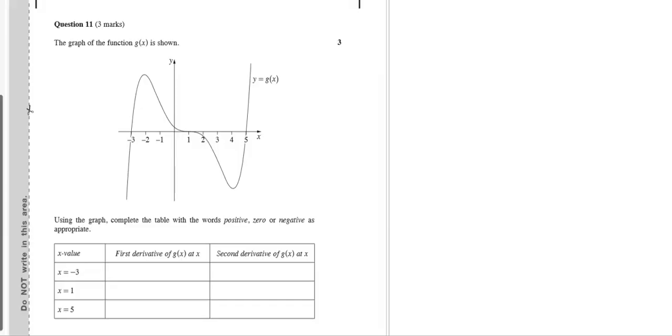Question 11. The graph of the function g of x is shown. Using the graph, complete the table with the words positive, 0 or negative as appropriate. Pause here to try yourself.